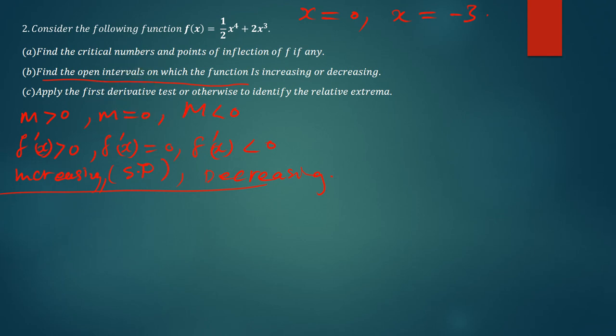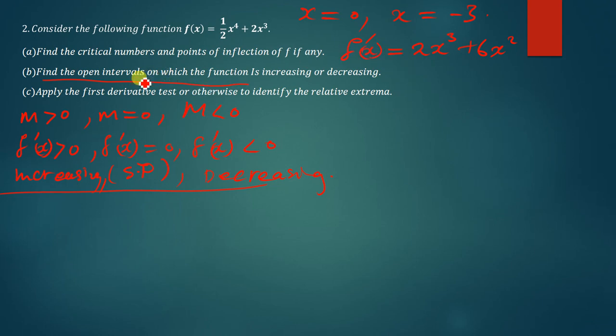So now, how do you find the open interval? This is one of the simplest questions. The gradient function we found was f prime of x is equal to, I think it was 2x cubed. When you differentiate this, you're going to get 2x cubed and then plus 6x squared. This is what we found.